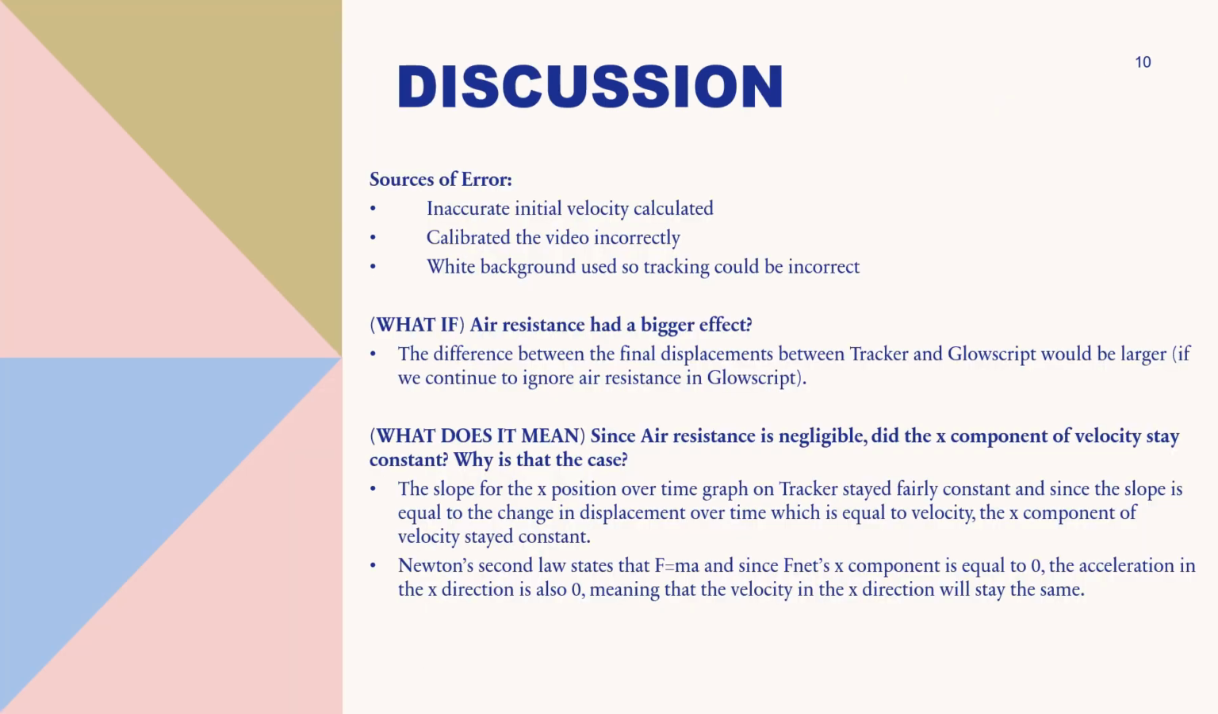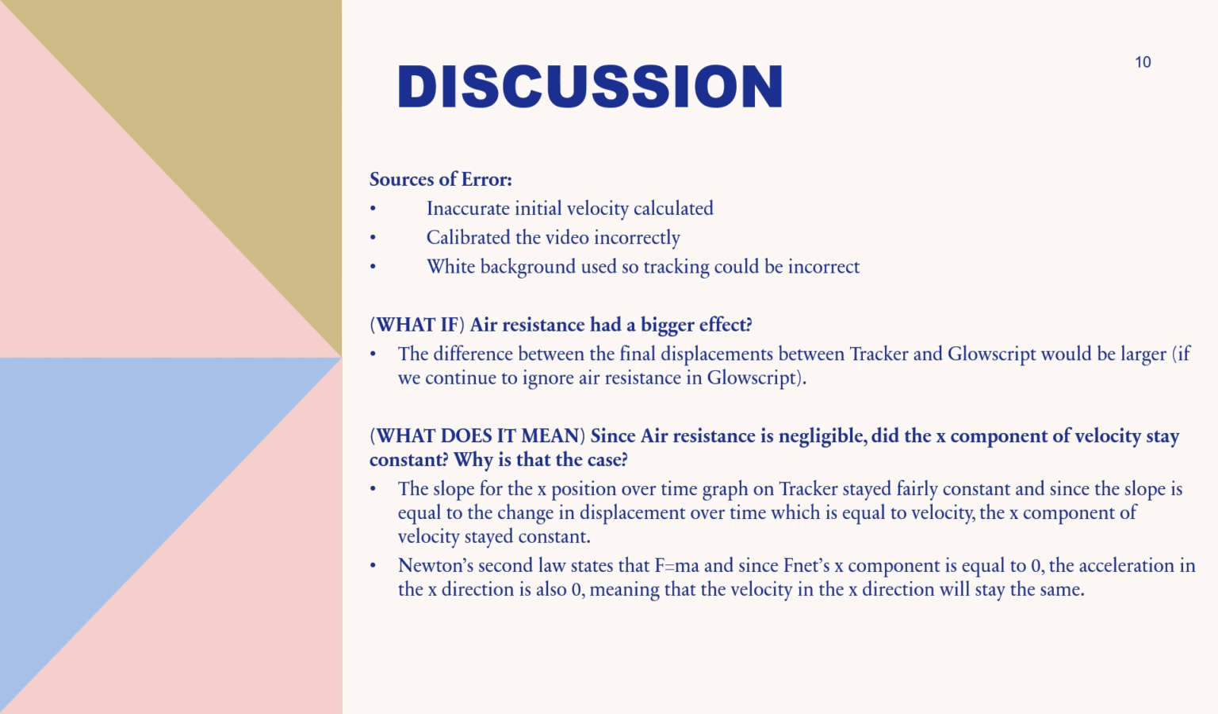First, we have inaccurate initial velocity calculated. We could have inaccurately used the Tracker information. After all, we only took the very first 2 points to calculate it. Second of all, we could have calibrated the video incorrectly because I didn't have a meter ruler at hand. Thirdly, we used a white background, so the tracking could be inaccurate.